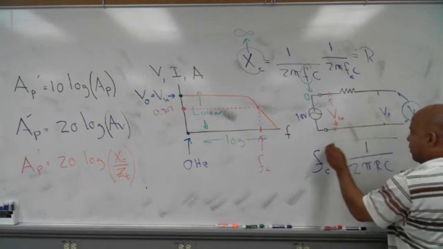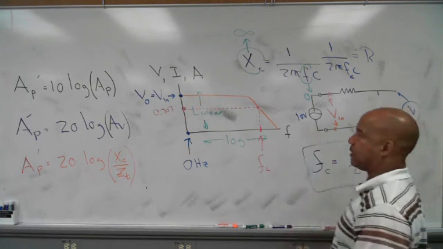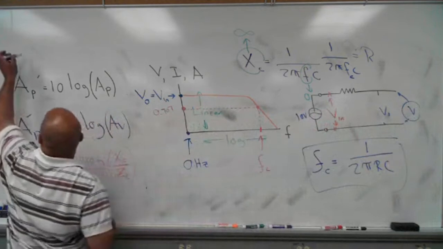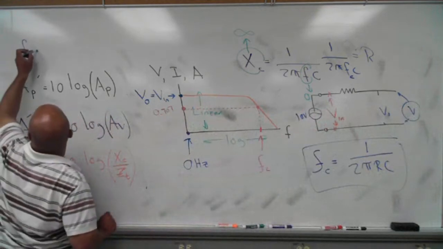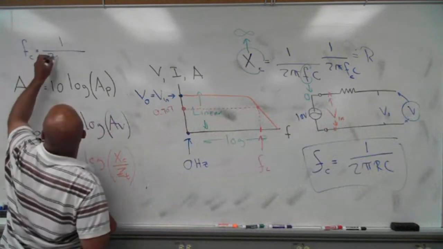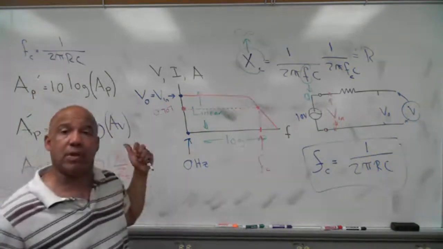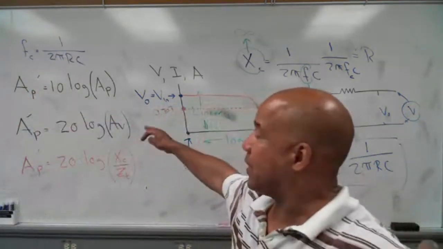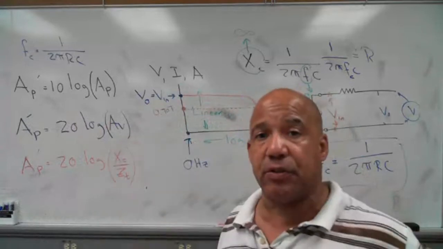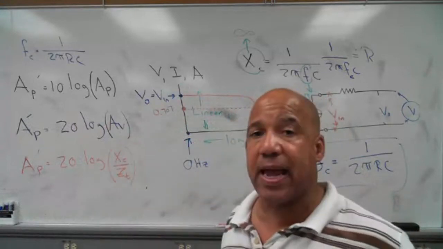But here's another formula to put in your toolbox for filter analysis. So let's just stick that over here. I can calculate the critical frequency by doing 1 over 2 pi RC. And once you do that, and once you understand how to work with decibels, those are all the equations you need to do a filter analysis.